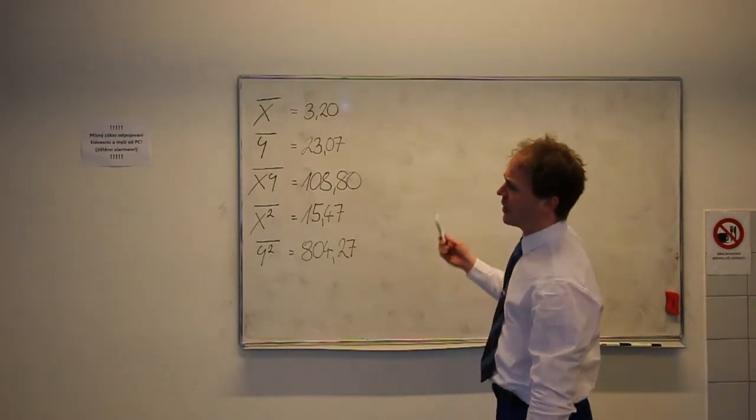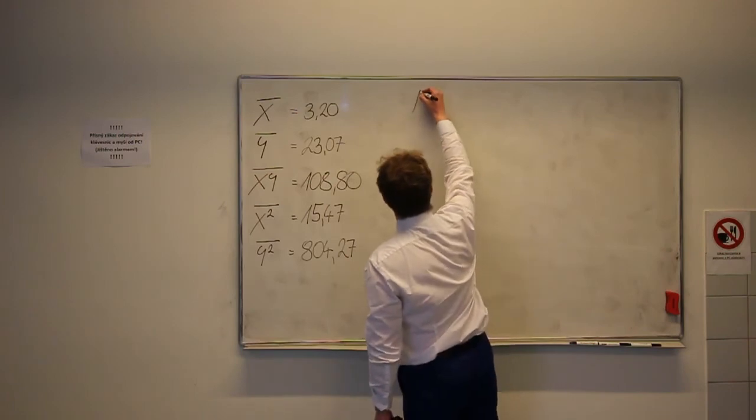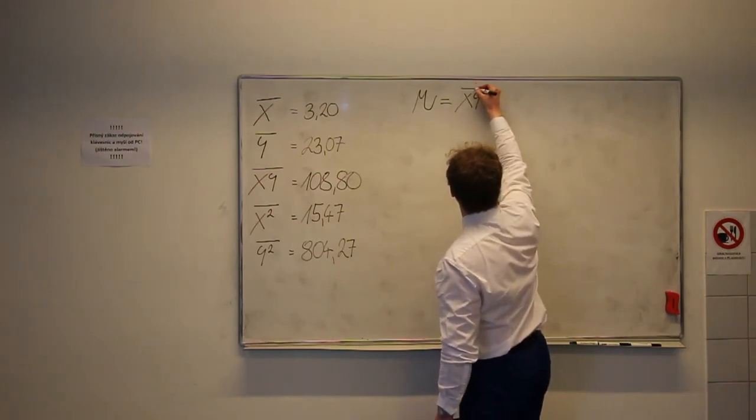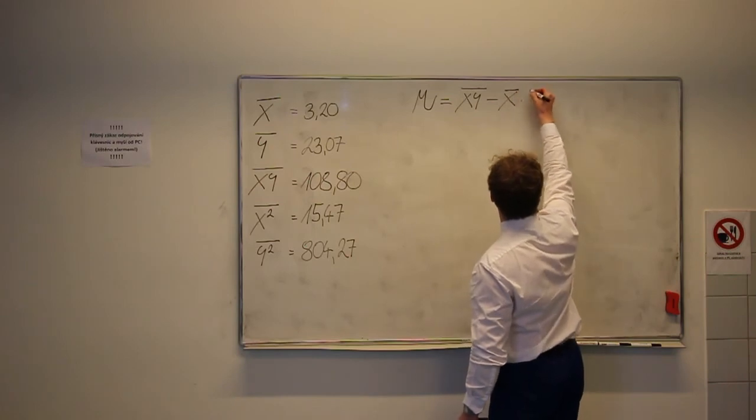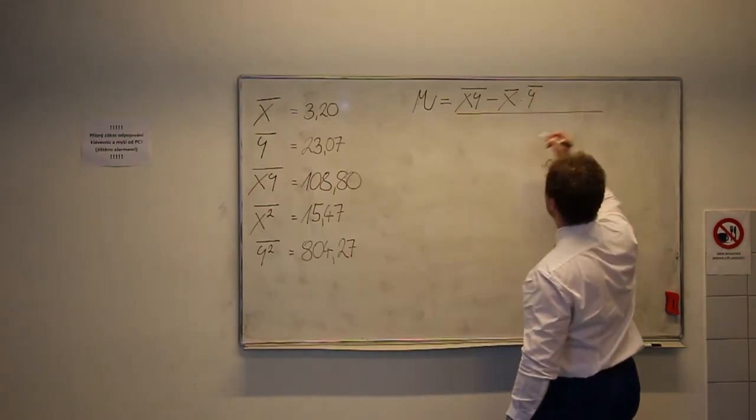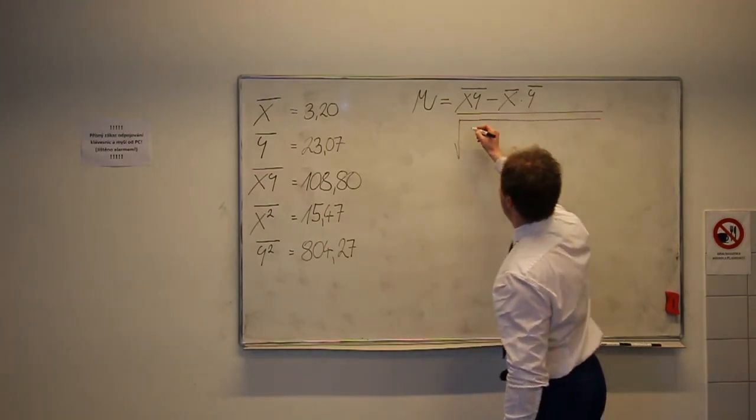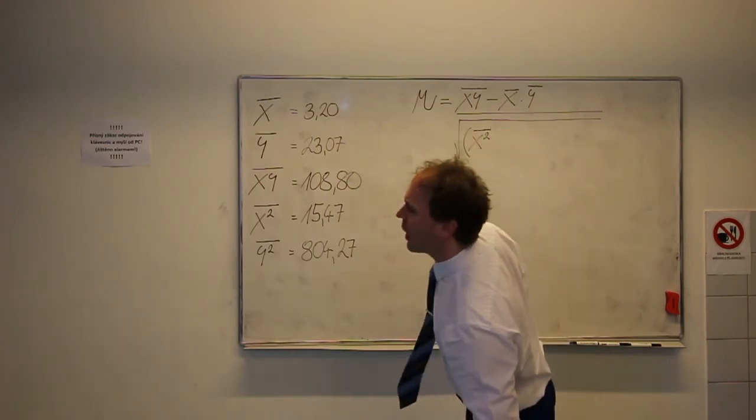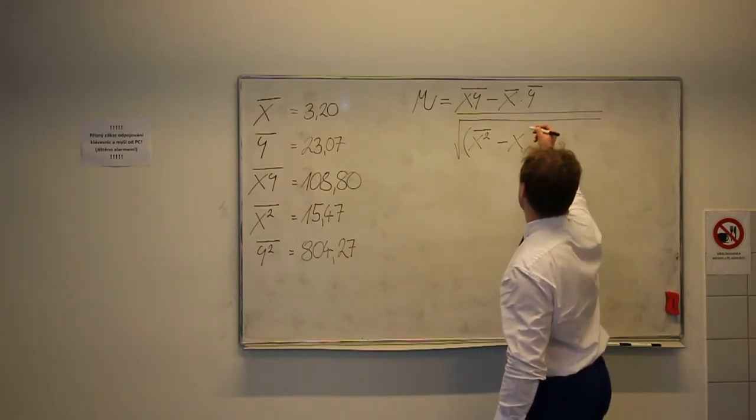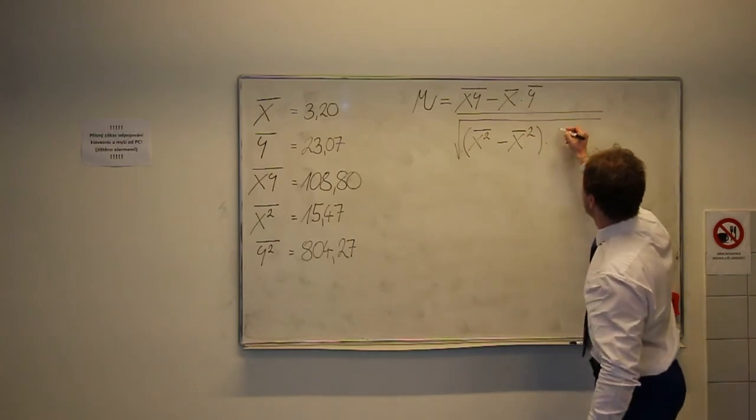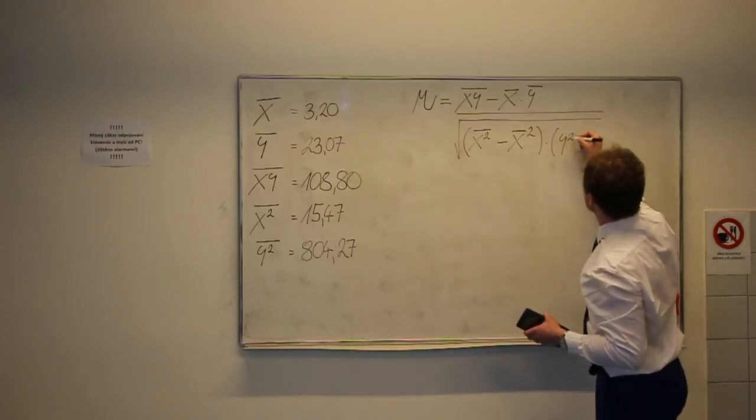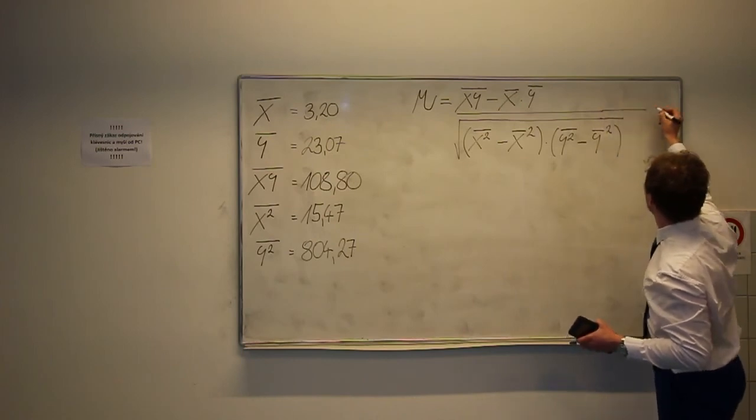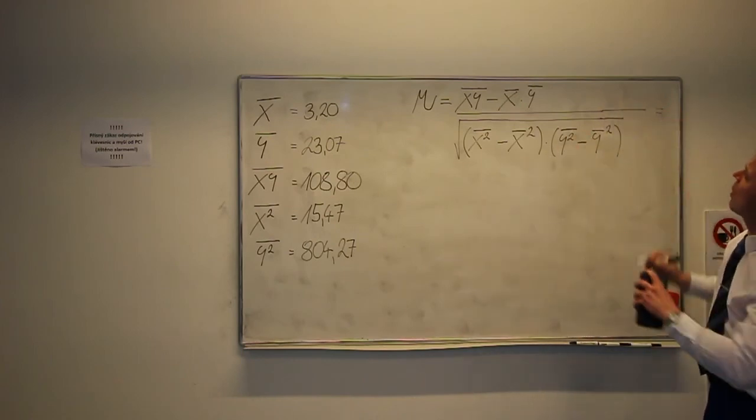So I have rewritten these values on the whiteboard for the calculation of the correlation coefficient. In the numerator, we have xy mean minus x mean times y mean, yes? And in the denominator, there is a square root, and here we have x squared mean minus x mean squared, times the same with variable y: y squared mean minus y mean squared. Okay, so we will use these values and we will calculate the correlation coefficient.